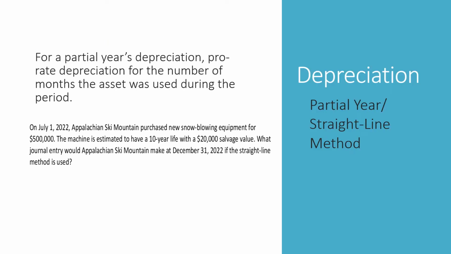For a partial year's depreciation, we need to prorate the depreciation for the number of months the asset was used during the period. So if on July 1, 2022, Appalachian Ski Mountain purchased new snow blowing equipment for $500,000, the machine has an estimated 10-year life and a $20,000 salvage value. So what amount of depreciation are we going to charge in 2022 if instead of buying the asset on January 1, we bought it on July 1?